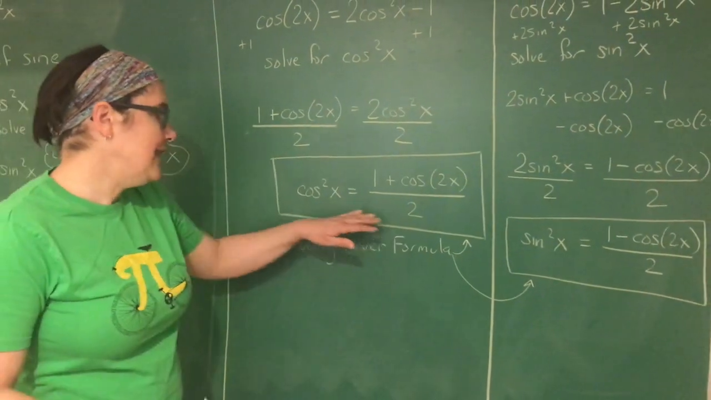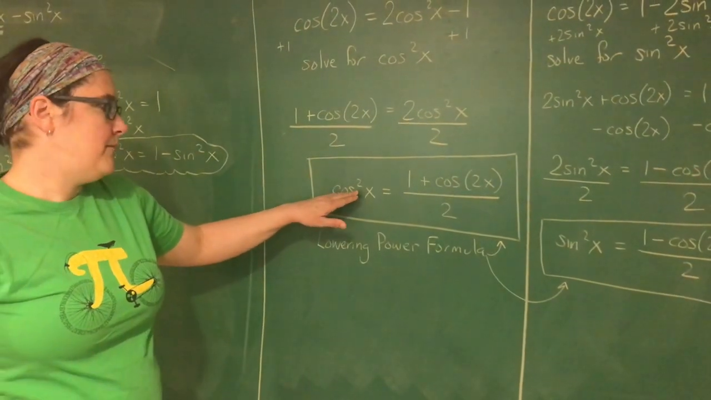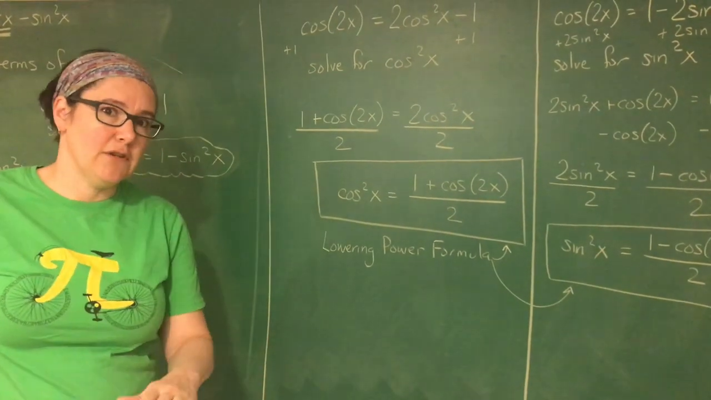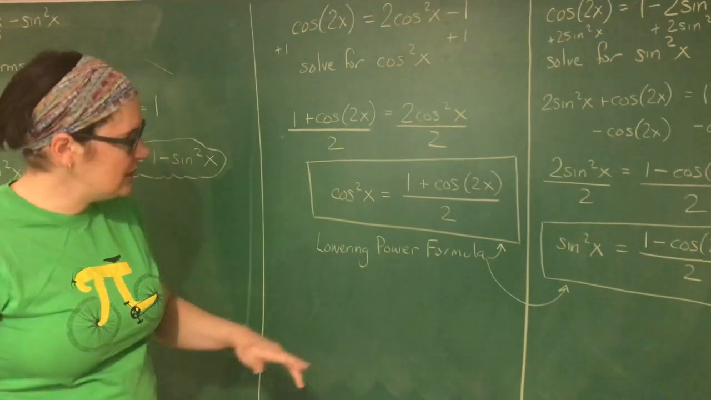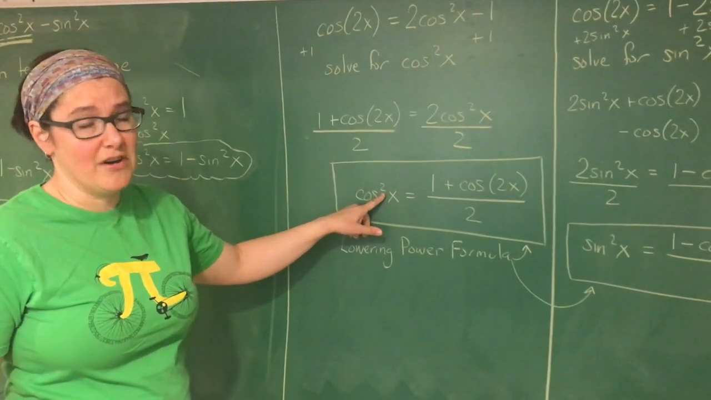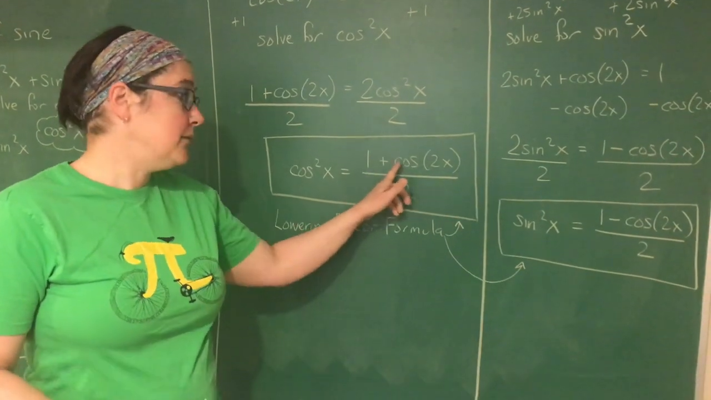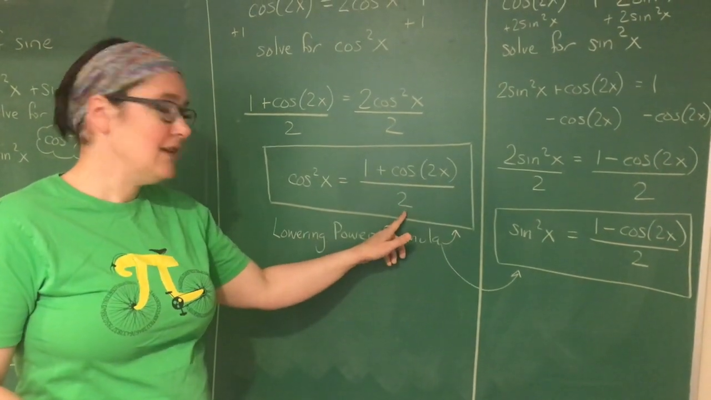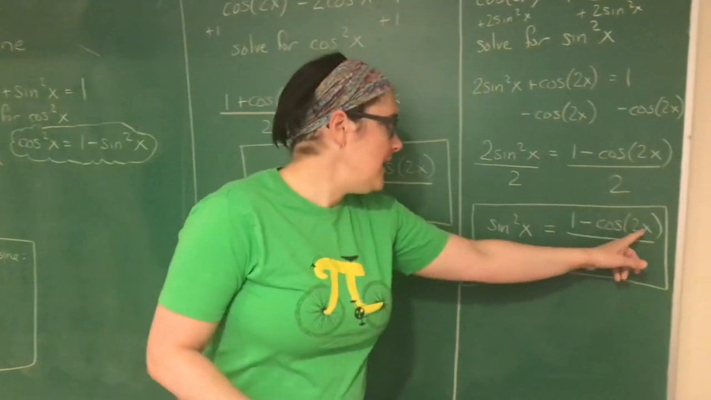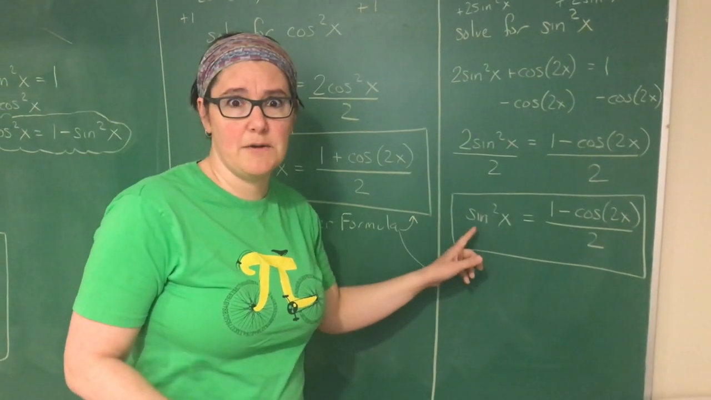And what you'll see is that the left side sure looks prettier and nicer, but it's got a power. And it turns out when you want to integrate stuff, when you're in Calc 2 and you do this thing called integration, having those powers on the trig functions makes stuff really, really hard. It turns out that the expression on the right side, 1 plus cosine of 2x over 2, is easier than working with cosine squared. And 1 minus cosine of 2x over 2 is easier than dealing with sine squared.